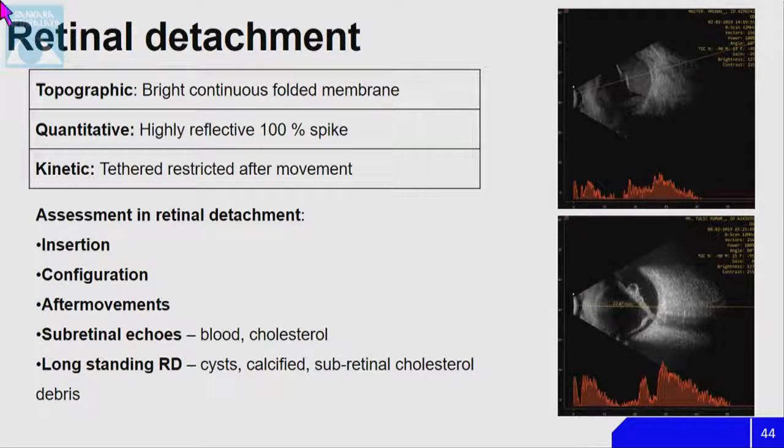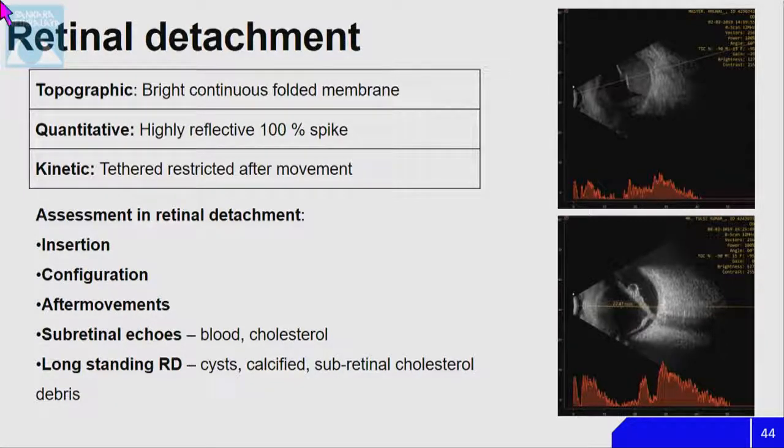And after movements, in a very fresh retinal detachment and very bullous detachment, the retina can be very much mobile. And in a very long-standing retinal detachment, or when there is extensive proliferative vitreoretinopathy, the retina may be totally immobile, fixed. And the intensity of the subretinal echoes: if the subretinal echoes are high reflective, suggestive of cholesterol or blood, it indicates a long-standing RD, and the prognosis may be poor.